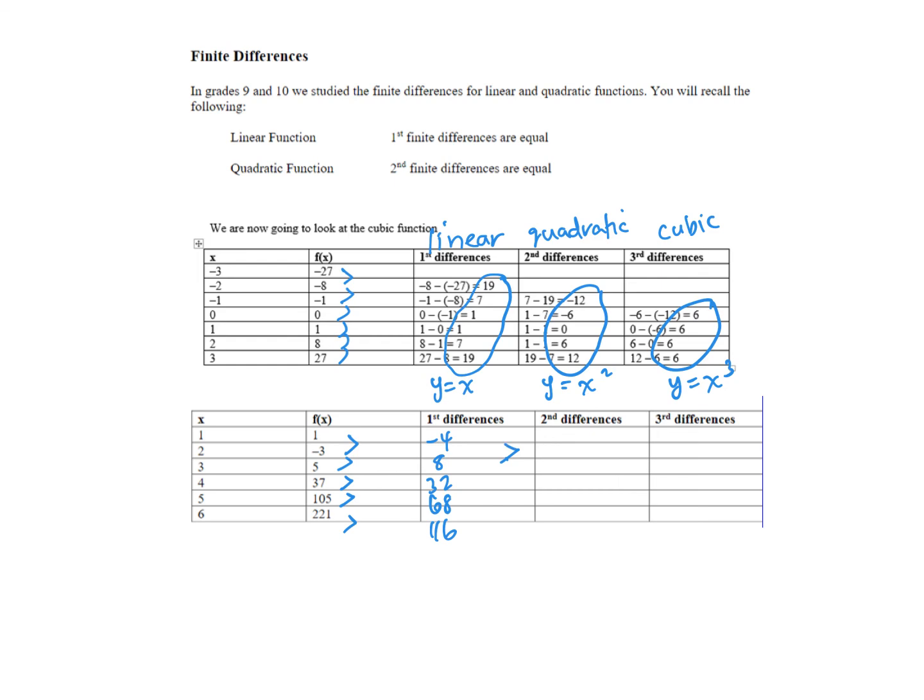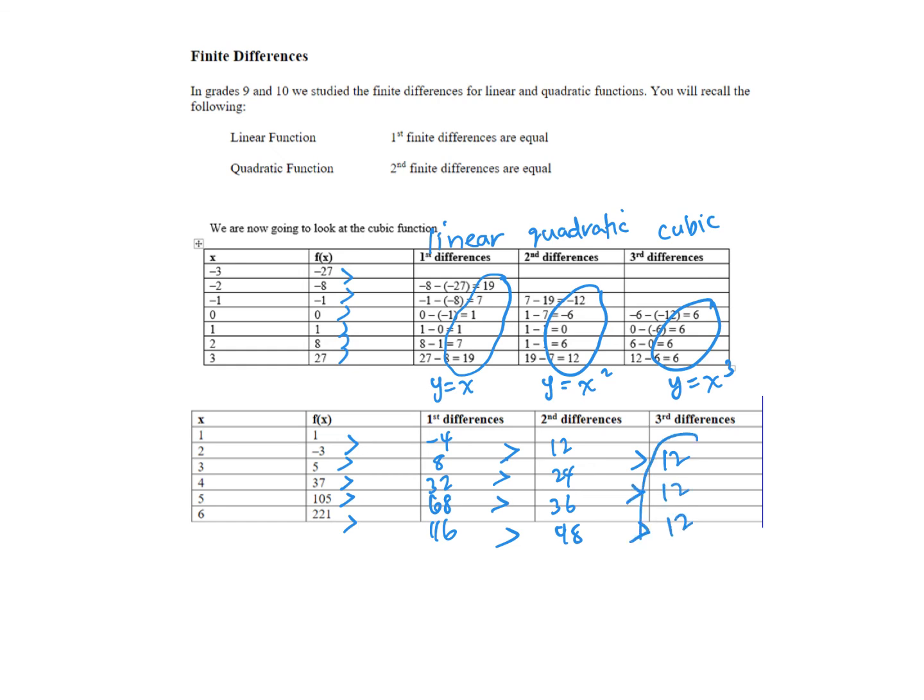So we're going to do 8 minus -4 is 12. We're going to do 32 minus 8, which is 24. We'll do 68 minus 32, which is 36. And we'll do 116 minus 68, which is 48. Again, second differences are not the same, so I know it's not power 2, so I'm going to do it again. 24 minus 12, 36 minus 24, and 48 minus 36.